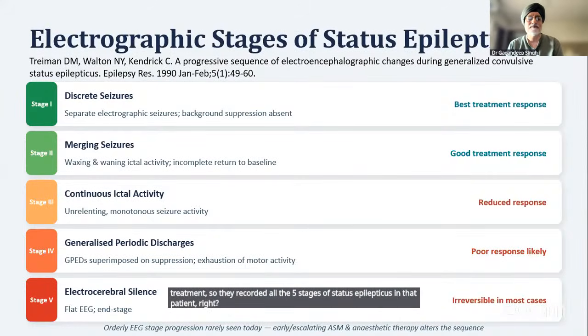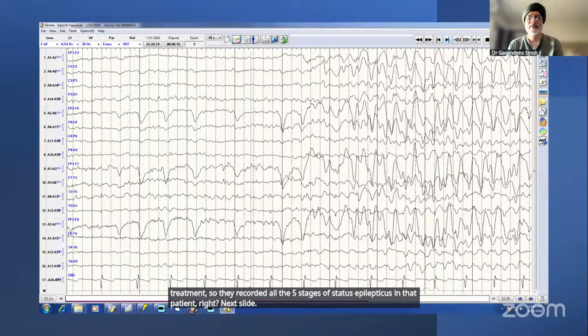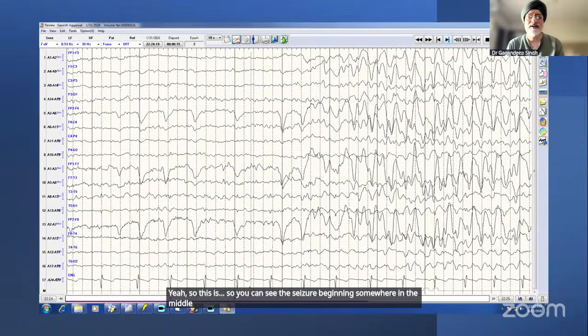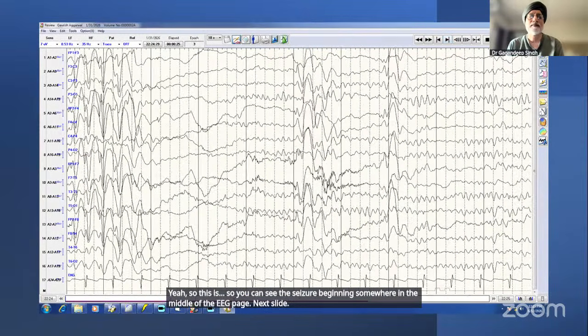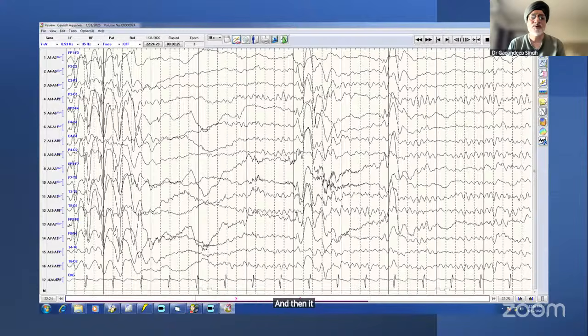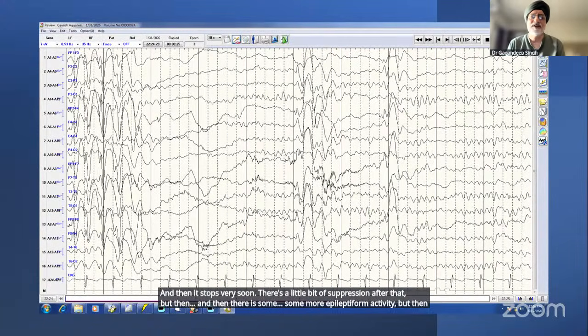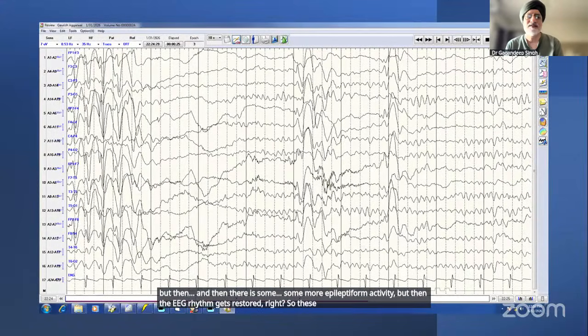Next slide. So you can see the seizure beginning somewhere in the middle of the EEG page. Next slide. And then it stops very soon. There's a little bit of suppression after that, and then some more epileptiform activity, but then the EEG rhythm gets restored. So these are discrete seizures. Next slide.